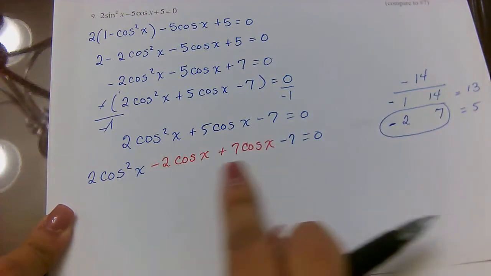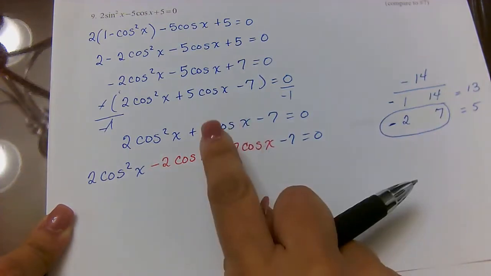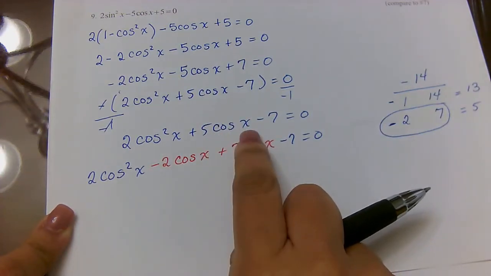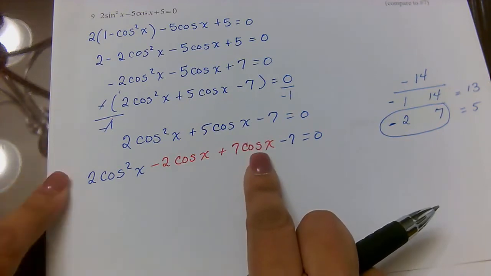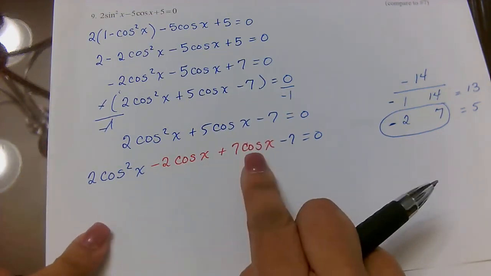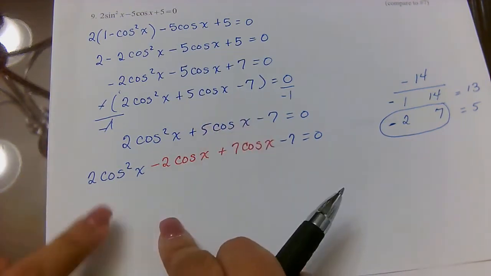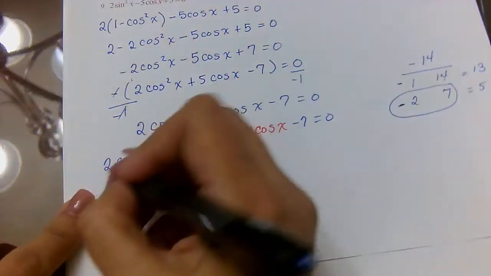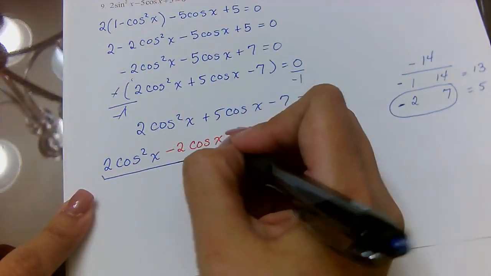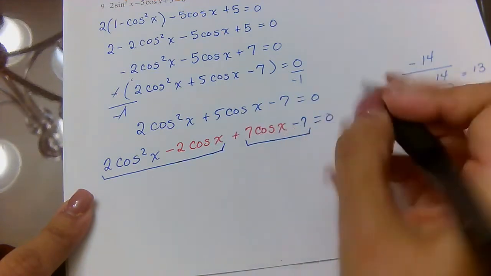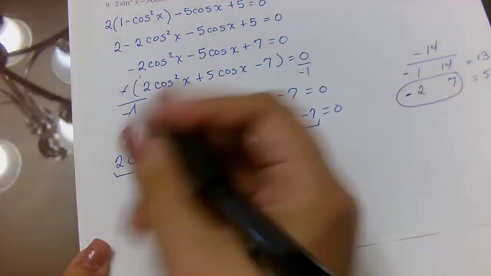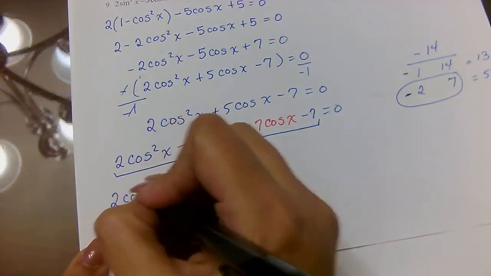Notice that the part in red, if I were to add those two together, you would still get the 5 cosine x. So we're not changing the integrity, we just strategically separated the 5 cosine. Okay? Factor by groups, you're going to take the first two together, and then we take the second two together. What's in common? 2 and a cosine.